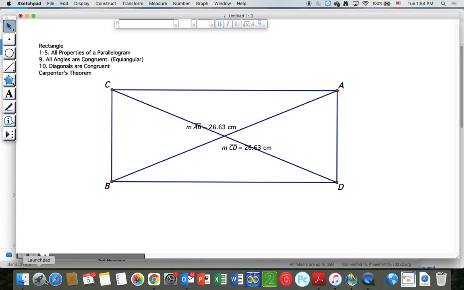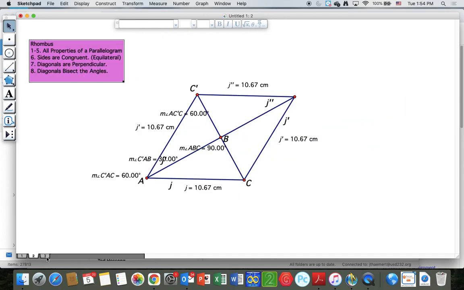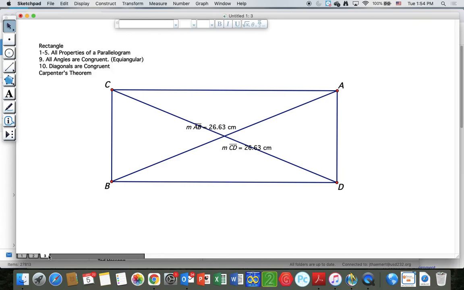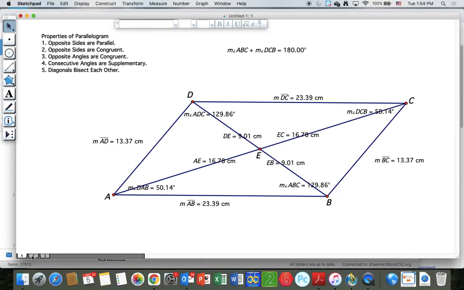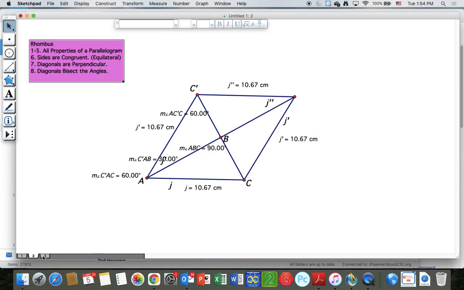Okay? Now, we have parallelograms, we have rhombuses, and we have rectangles. And in all three of these, properties are going to be true in a square, because a square is an equilateral and equiangular quadrilateral, which means it's all of the above. It includes everything. So all 10 of these properties are true in a square.